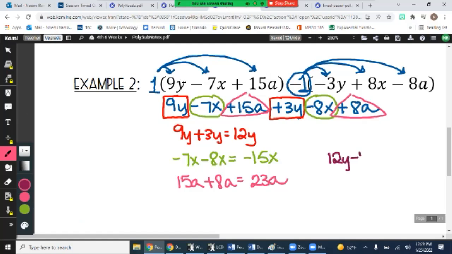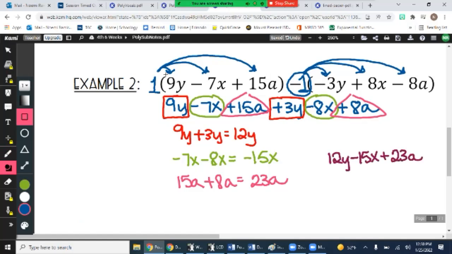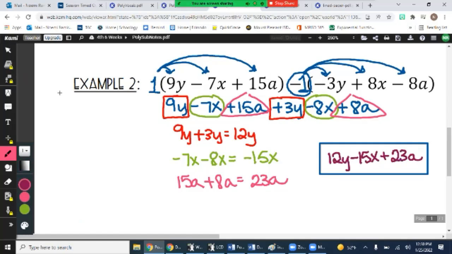One thing I did notice that some people are missing: you don't have plus or minus signs separating. If it's a positive number, make sure you have a plus sign separating the term. It doesn't make sense to have 12y, 15x, 23a. I need those 3 separate terms to make it a trinomial. Got it? If there's no plus or minus separating it, you're representing multiplication.